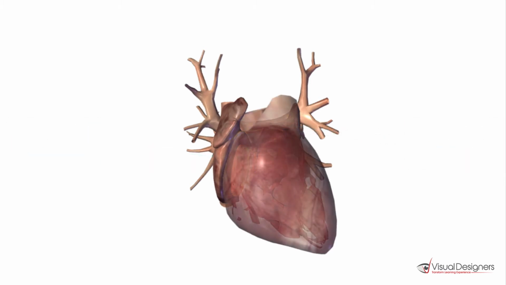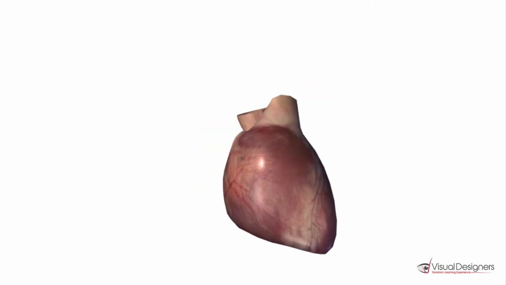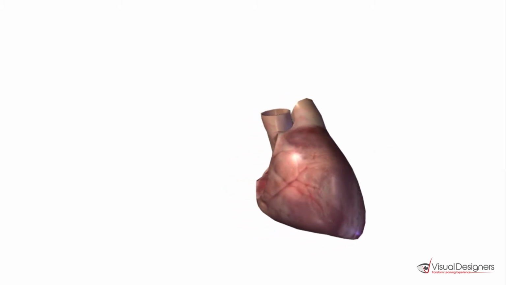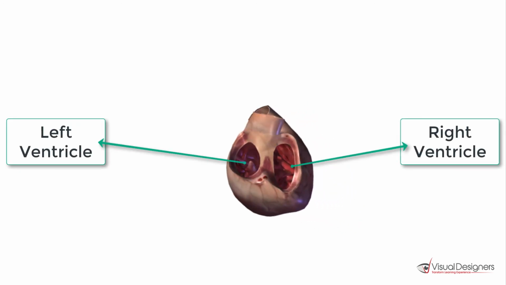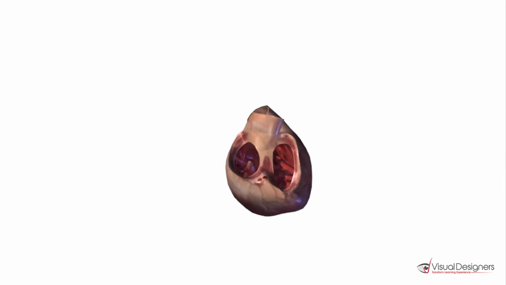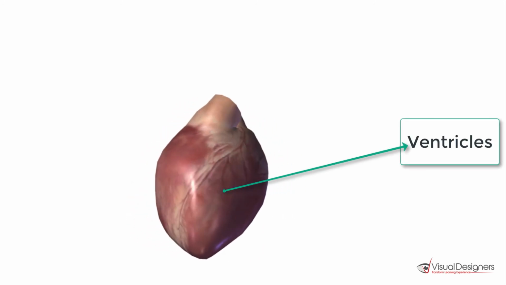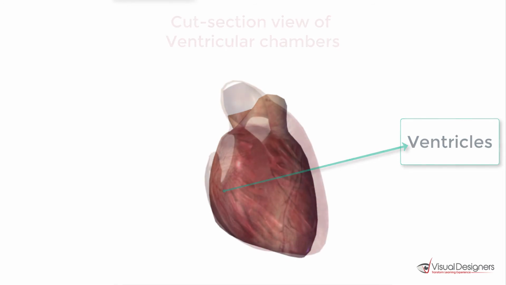Now let's focus on the lower section. As we remove the right and left atria, we are left with what are called the ventricles. This is how the right and the left ventricles appear. While the left and right atria are distinctly visible, it might be difficult to view the 2 ventricular chambers.